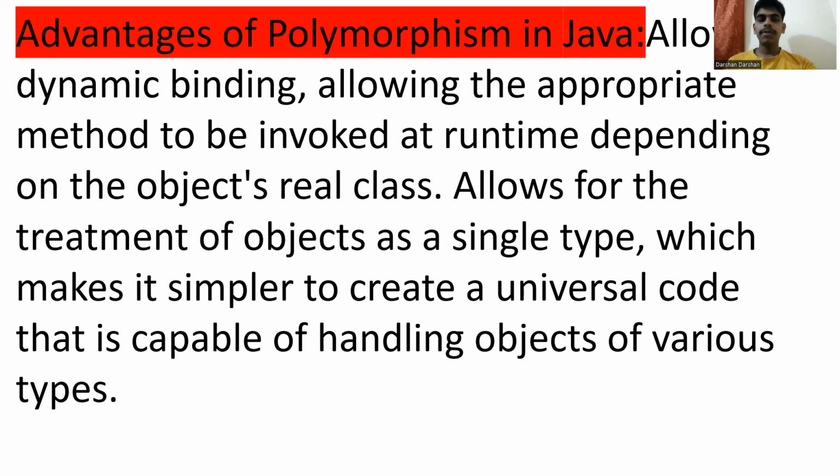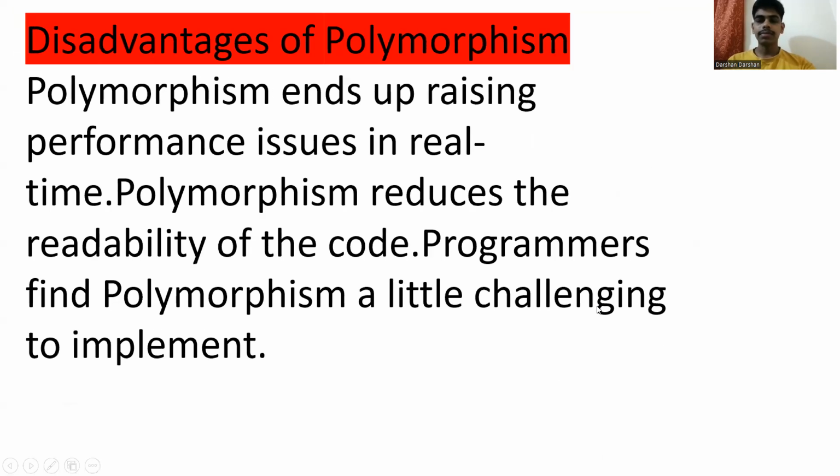So what are the advantages of polymorphism in Java? Here you can see that it allows for dynamic binding, allowing the appropriate method to be invoked at runtime depending on the object's real class. It allows for the treatment of objects as a single type, which makes it simpler to create universal code that is capable of handling objects of various types. So these can be the advantages of polymorphism in Java.